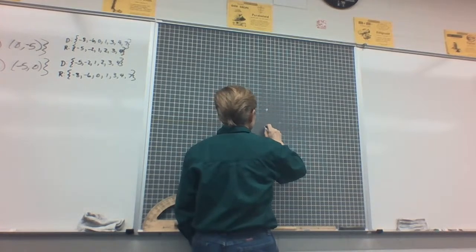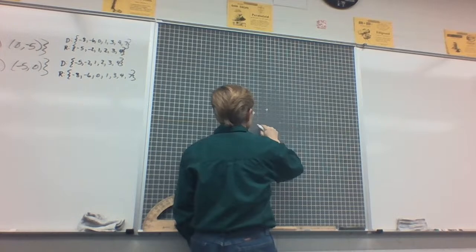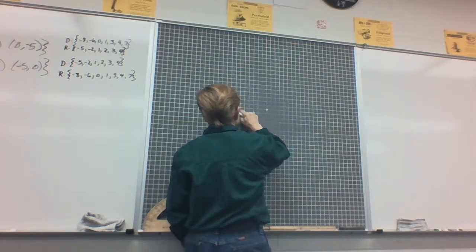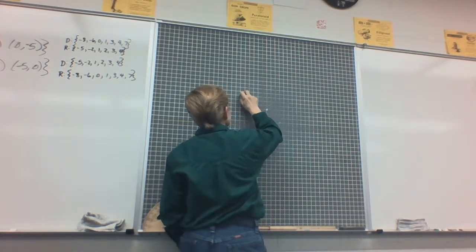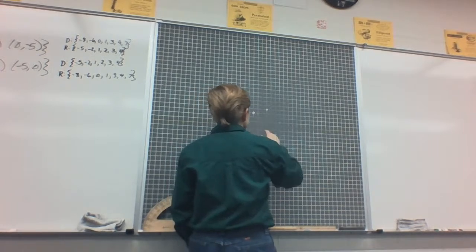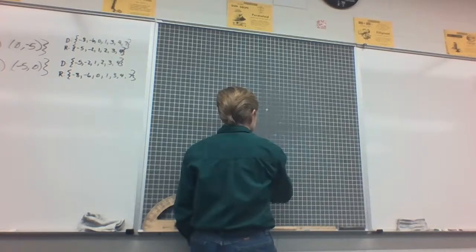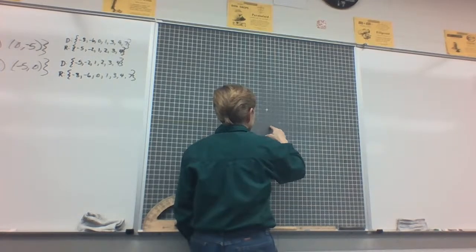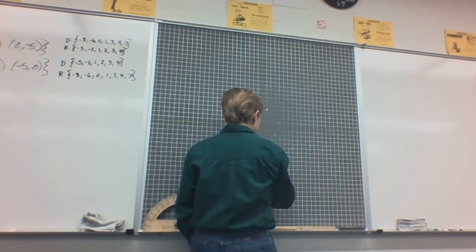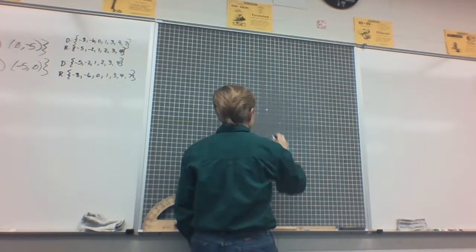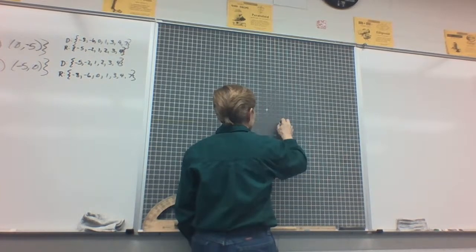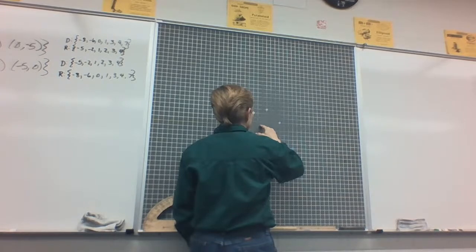Okay, so give me another one. -5, 7. Okay. 2, -6. Okay. 3, -8. Okay. 4, 1. Okay. And -5, 0.